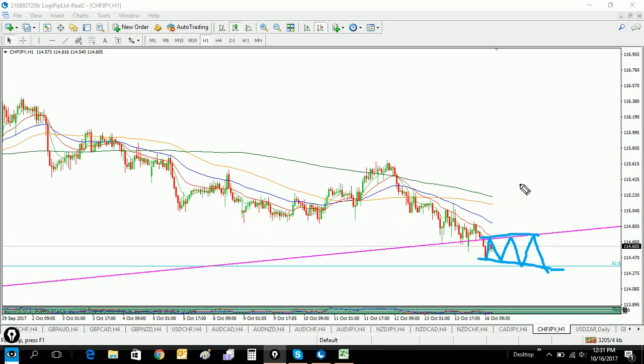Hope that helps you with a decent setup on this pair. It's a nice trade. We're looking at least sort of 200 pips there. So I'm waiting for this structure to complete on the 1 hour. Should do so today, and hopefully we'll get an entry on that position.